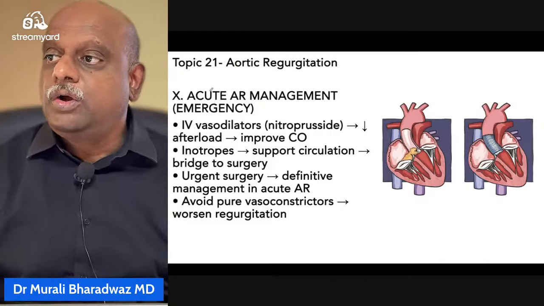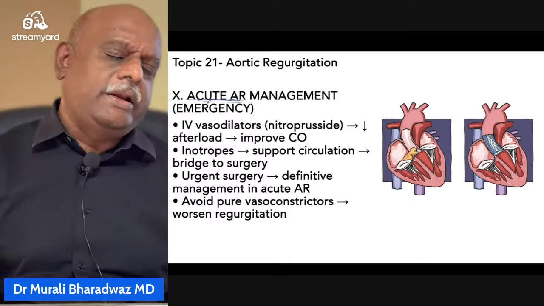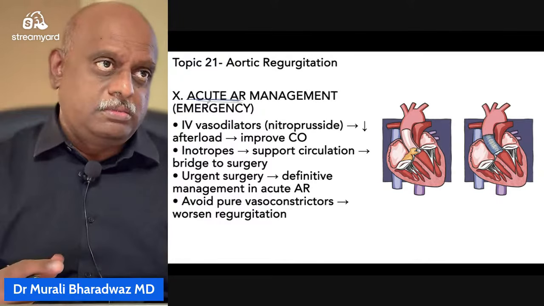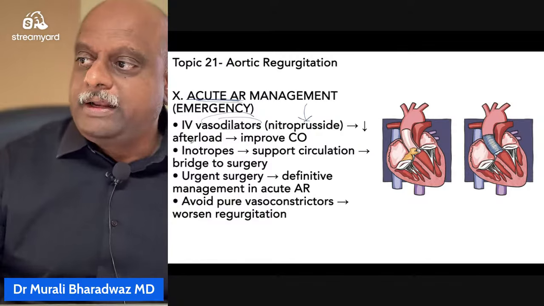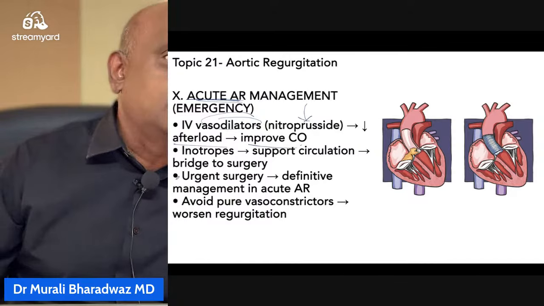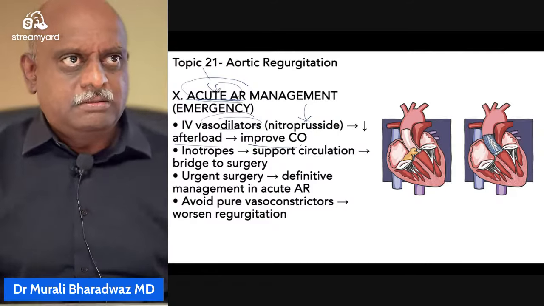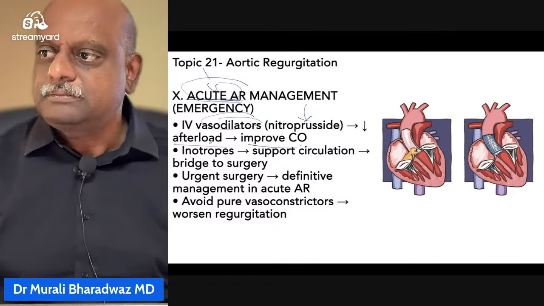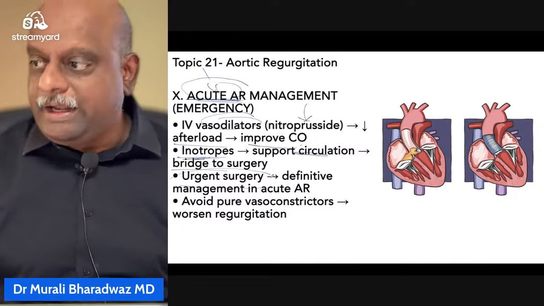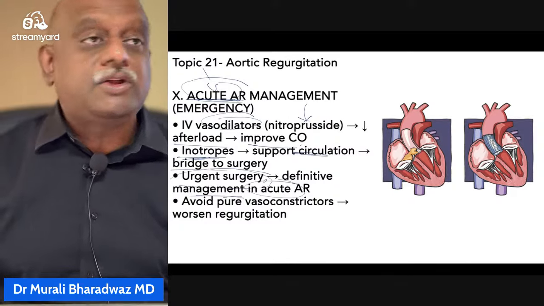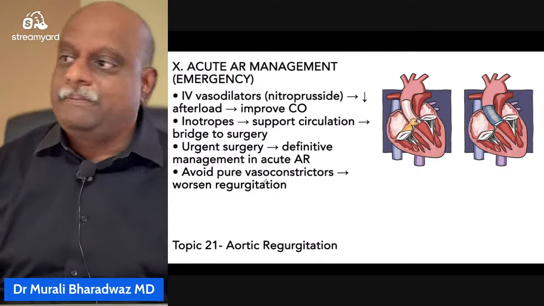Right? So acute AR, how do you manage? As I told you, anything that decreases the afterload is good. So you try to give an IV vasodilator like nitroprusside, decrease the afterload and improve cardiac output in acute AR. Acute AR, the first thing, decrease TPR. Give inotropes, support circulation, bridge to surgery. And urgent surgery is the definitive management of acute AR is what you need to remember.